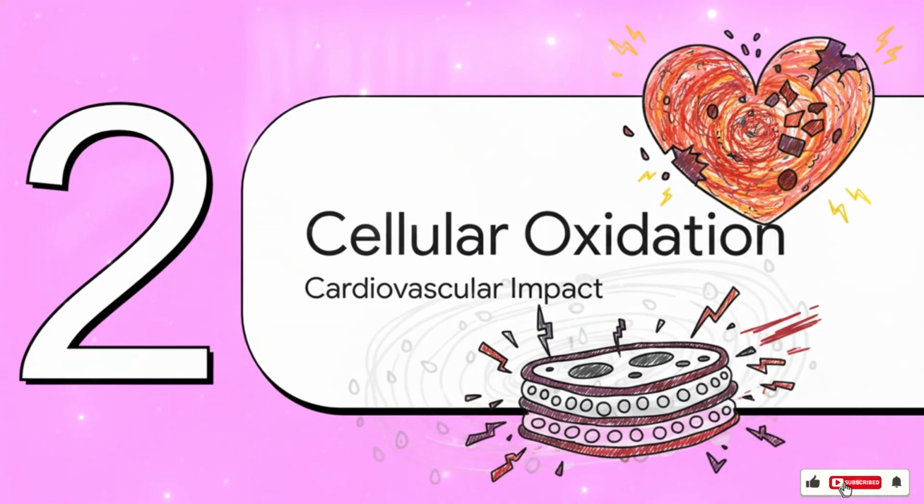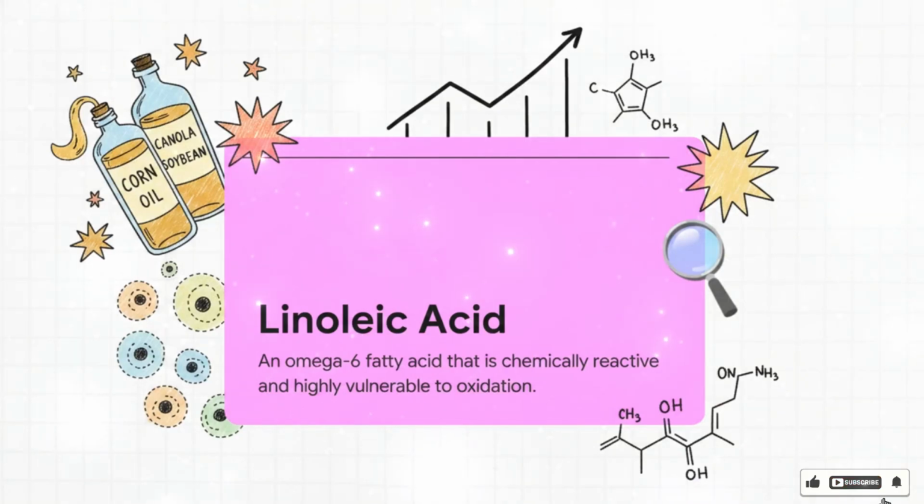Section 2. Cellular oxidation, the mechanism of action in cardiovascular tissue. We need to transition from the symptom over to the pathology, because as a cardiologist, I really look closely at what this structural change means for your heart. The main culprit here is linoleic acid. It's an omega-6 polyunsaturated fat, and you'll find it in absolutely enormous quantities in industrial seed oils. Think corn, canola, and soybean oil. Because it has multiple double bonds in its chemical structure, it is incredibly reactive. When this fat incorporates into the delicate membranes of your heart cells, it becomes highly vulnerable to oxidation, fundamentally altering how your entire cardiovascular system operates.